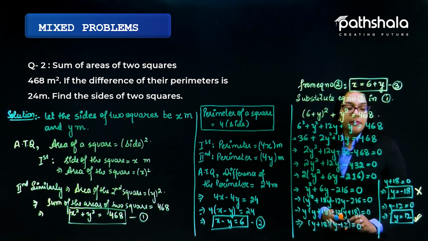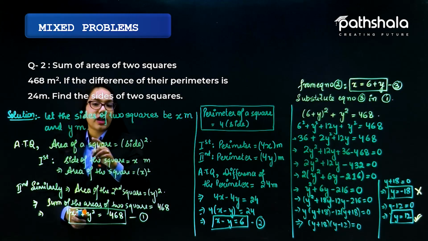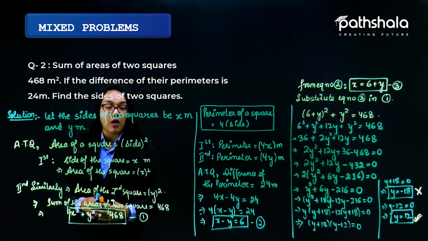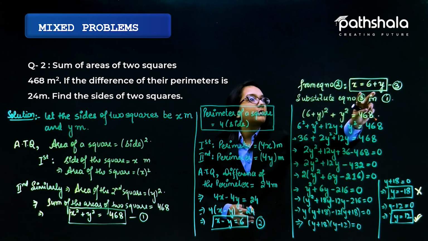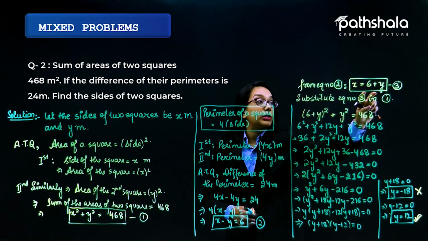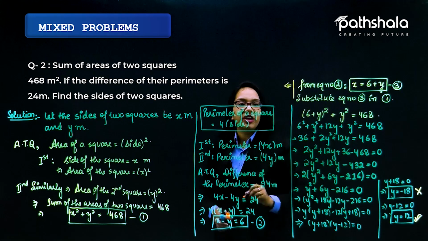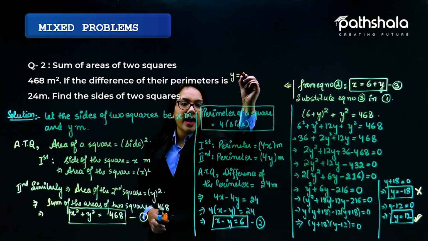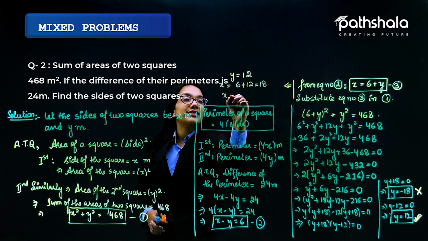This is the side of the second square, so the value of y is 12. Let's now find out the value of x. As we know y is equal to 12, using equation number 3, let's substitute y as 12. So x is equal to 6 plus 12, which is nothing but 18. So x is 18.